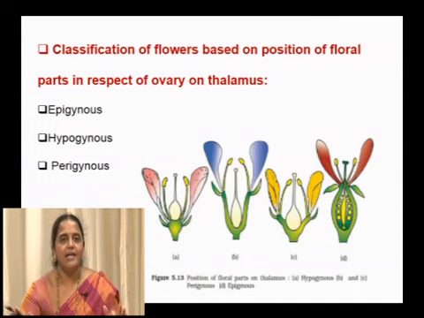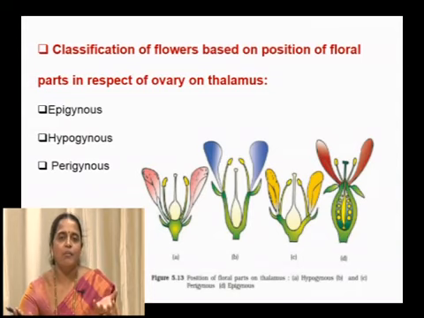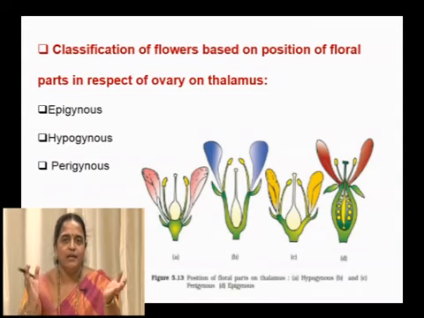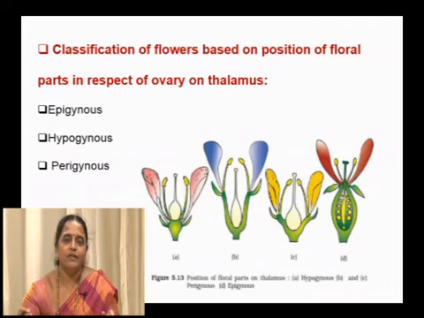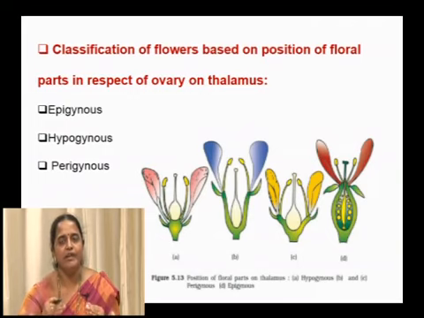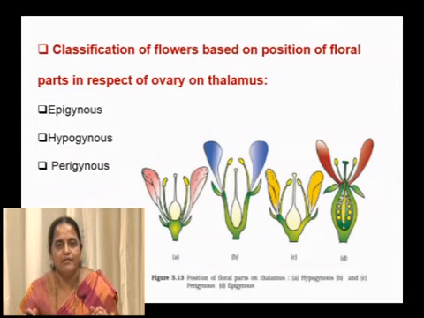So, if you see the diagrams, there are three positions of ovary. The first diagram where ovary is above all, below the ovary remaining parts are arranged. So, this kind of arrangement we call ovary is superior and flower is said to be hypogynous. The second and third diagram shows ovary is half inferior and half superior. It is at the rim of the thalamus. So, we call it as perigynous flower.